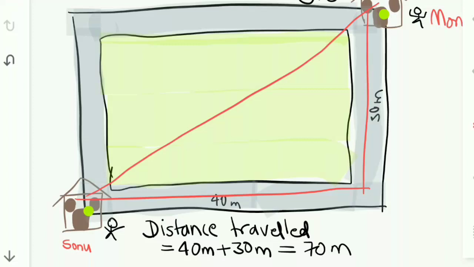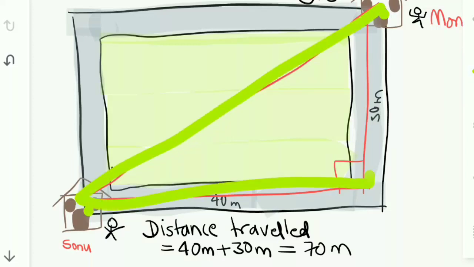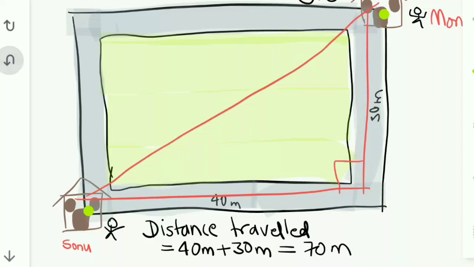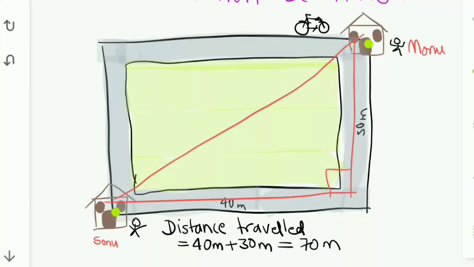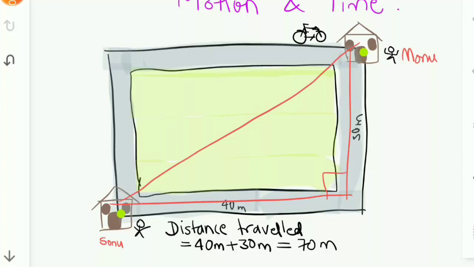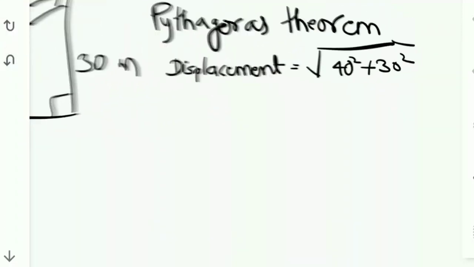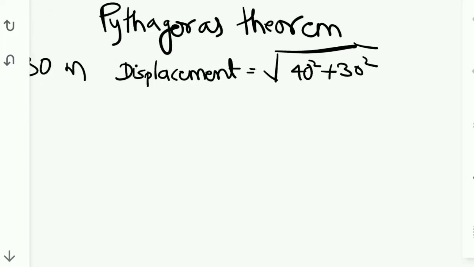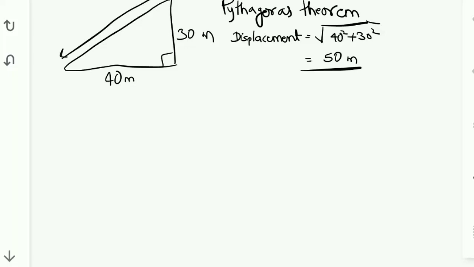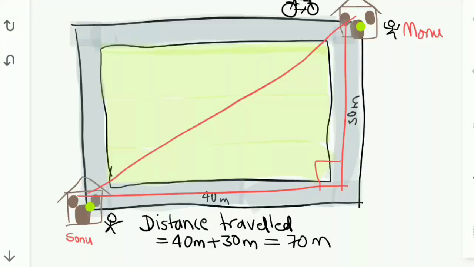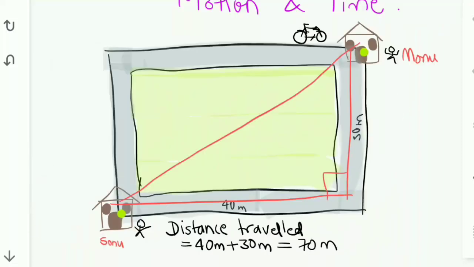To calculate this, can you see a right angle triangle forming here? Like this? Yes, right angled over here. So to calculate this, we use Pythagoras theorem, because the displacement is hypotenuse of a right angle triangle here. So displacement is equal to under root of 40 square plus 30 square, which is equal to 50 meters. You can clearly see that displacement is less than the distance, because distance was 70 meters and displacement is 50 meters.